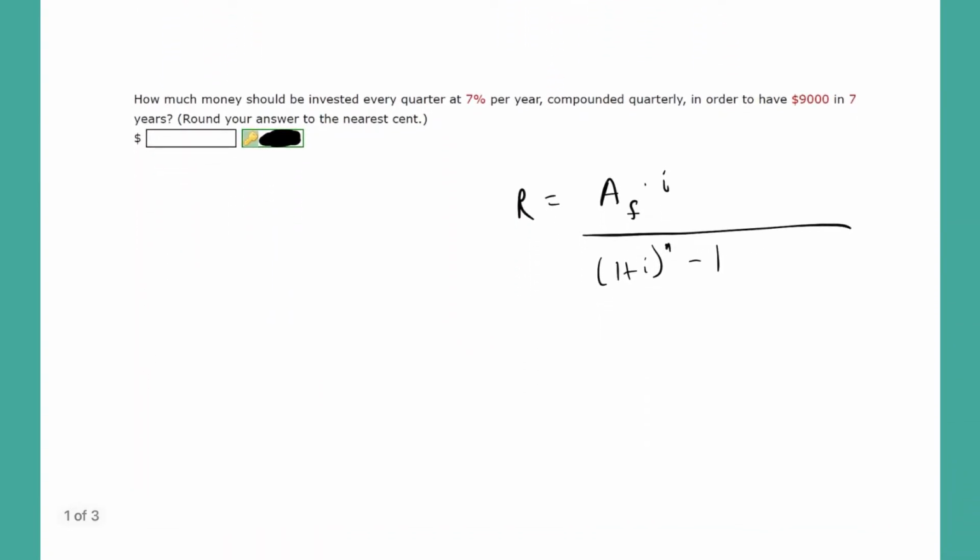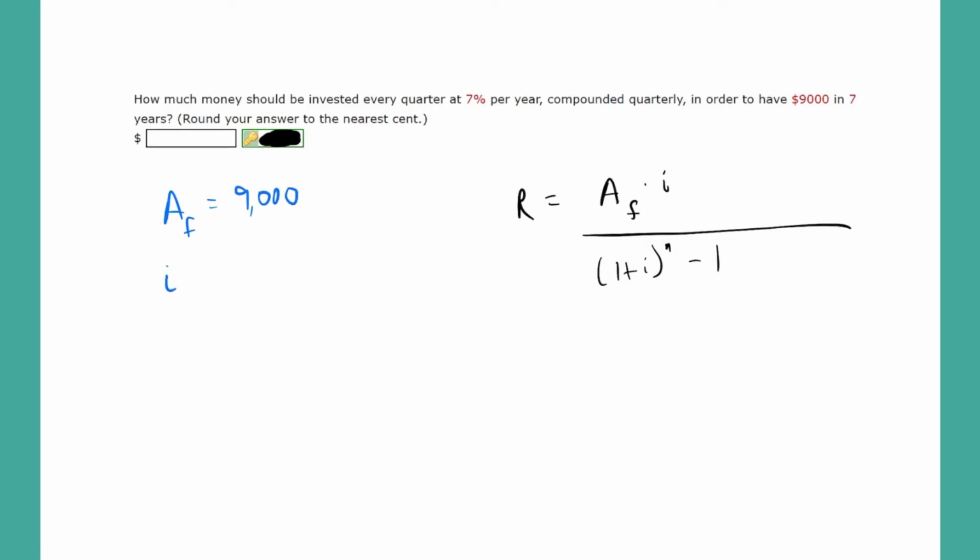The next one says how much money should be invested every quarter at 7% per year, compounded quarterly, in order to have $9,000 in 7 years. So this time we're looking for the size of the regular payments that we need to make per quarter in order to get this final amount. So this time we're looking for R. The final amount that we want is $9,000.